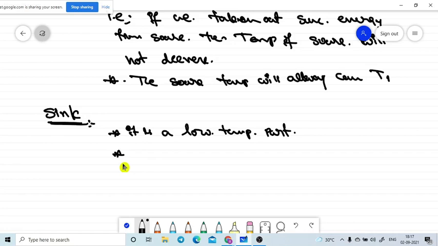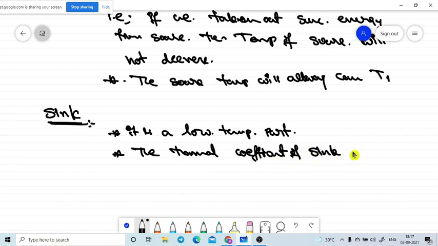That means to raise the temperature of the sink, we need to supply an infinite amount of heat energy. That means if we supply some heat energy to the sink, it won't change its temperature. That means the thermal coefficient of the sink is infinite.